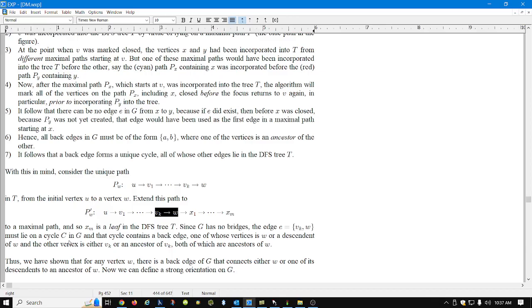Where must that back edge stretch? Well, one of its vertices has to be on the cycle with this edge, and the cycle has to contain only edges from this path, other than the back edge. So one of its vertices has to be either W or one of these X's, the descendants of W. And the other has to be either W or one of its ancestors.